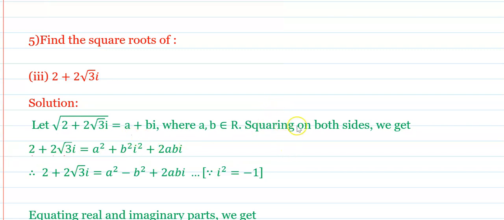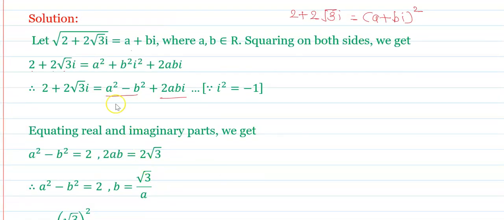Here you will get 2 plus 2 root 3 i is equals to (a plus bi) bracket square. Then we do its expansion, writing the square term: a square plus b square i square plus 2abi, but i square is minus 1 and hence a square minus b square plus 2abi. Equating the real and imaginary parts, a square minus b square is the real part, here 2 is the real part, and hence a square minus b square is equals to 2.